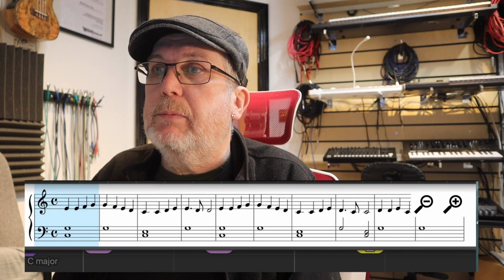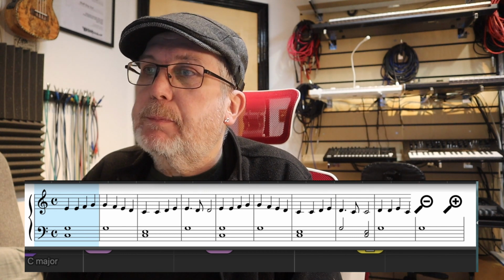Listening to that might seem quite daunting. The first thing we're going to do is have a look at the actual piece of music, and then we're going to slow it down by 50%, so we're going to play it half as fast, and we're only going to play the right hand. So let's have a look at the music first of all. Here is the first part of it.